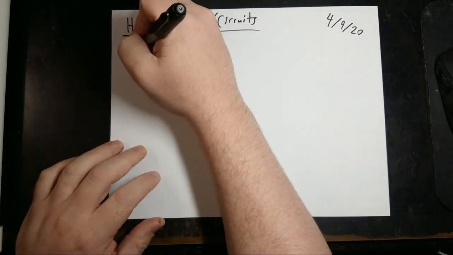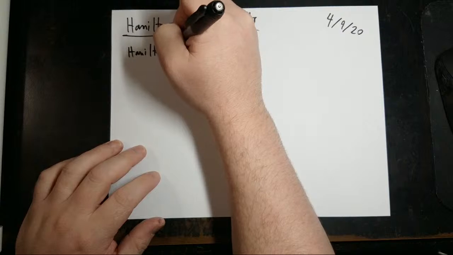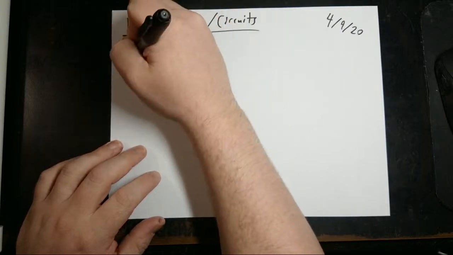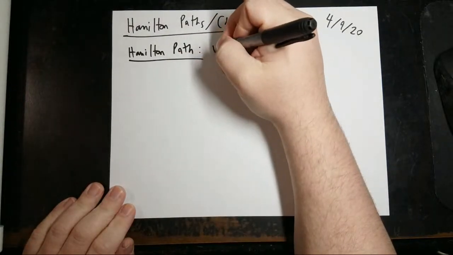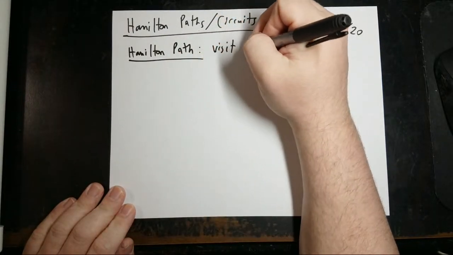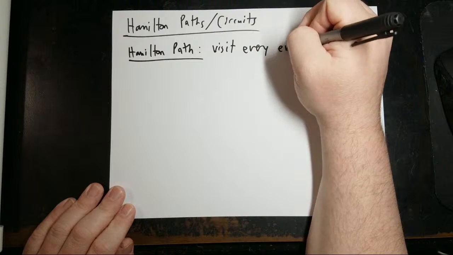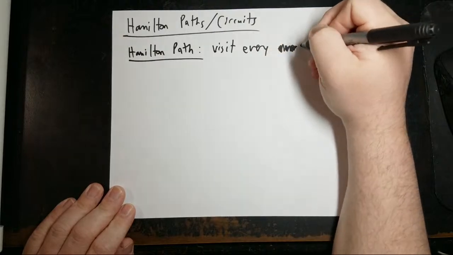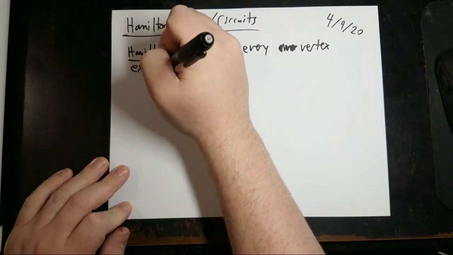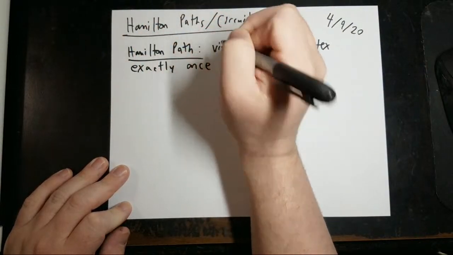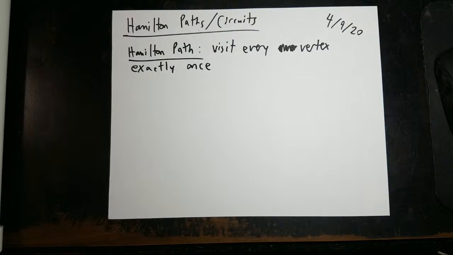So for a Hamilton path, by definition, you have to visit every vertex exactly once. In order for it to be a Hamilton path, you have to visit every single vertex exactly once.